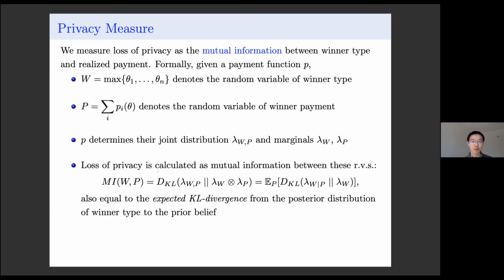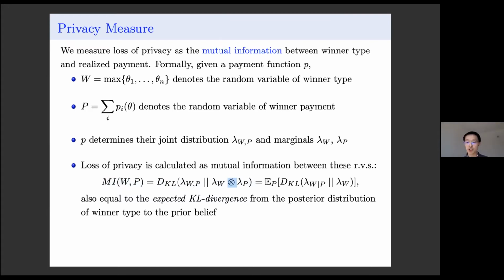As many of you are probably familiar, there are multiple ways to define the mutual information. One way to define it is through the first equality here, which says that the mutual information is the KL divergence between the joint distribution and the product of the marginal distributions. The times symbol here will always denote a product of two distributions.